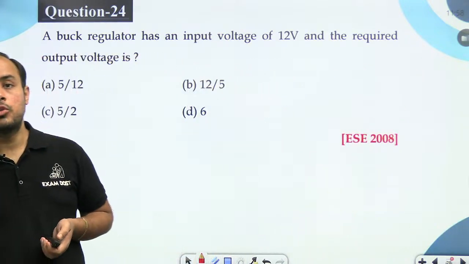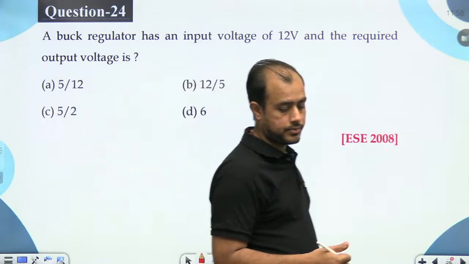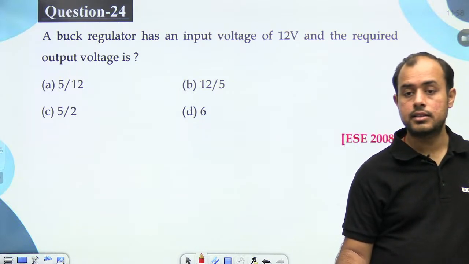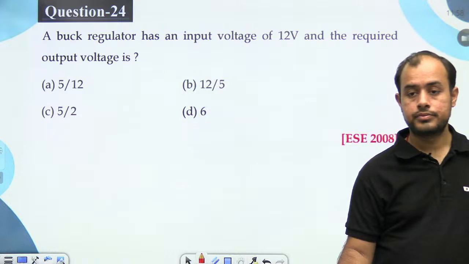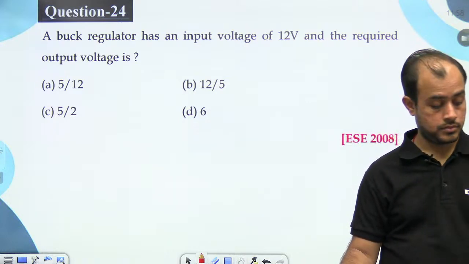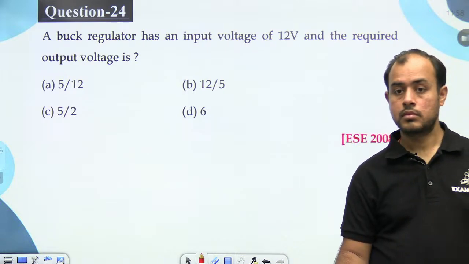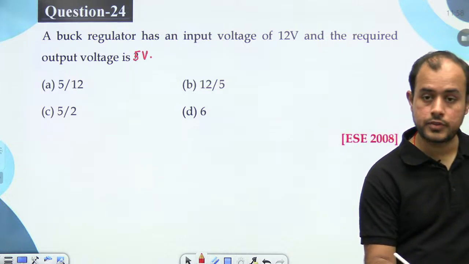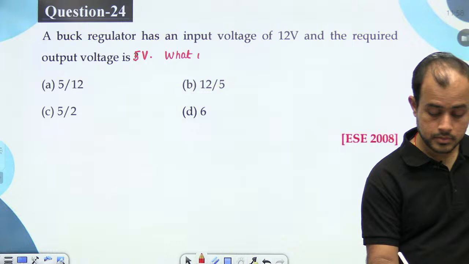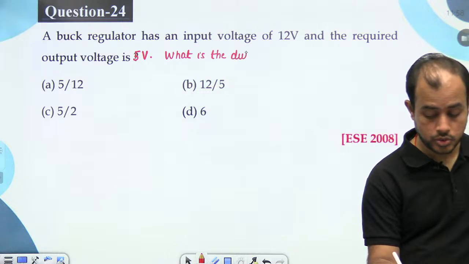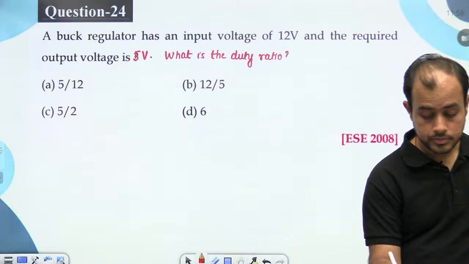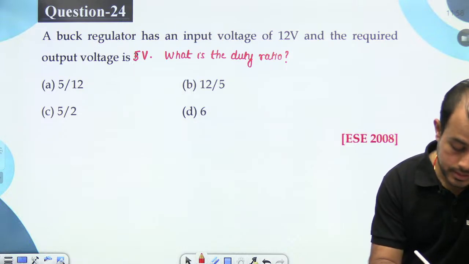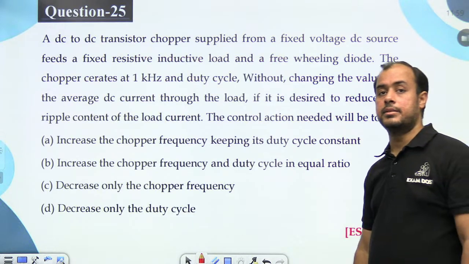Buck converter has an input voltage 12 volt. The required output voltage is? I think this question is incomplete. Just a minute. Let me check. What should be the complete question? And required output voltage is 5 volt. What is the duty ratio? If input is 12 volt, required output is 5 volt, what is the duty ratio? 5/12. V naught by V in.